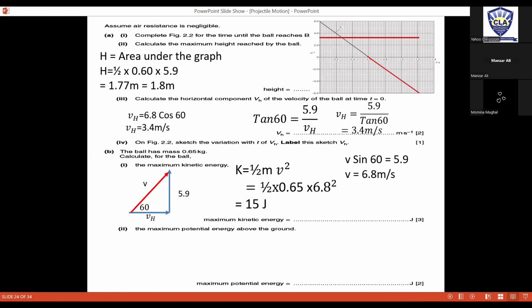Maximum potential energy will be mgh. H is 1.8 meters. And you can see here that these values are not equal, because at the maximum height, the particle must have possessed some kinetic energy because of the horizontal component of the velocity.